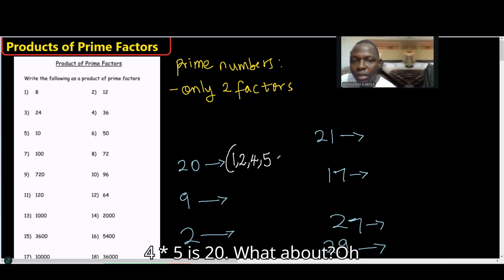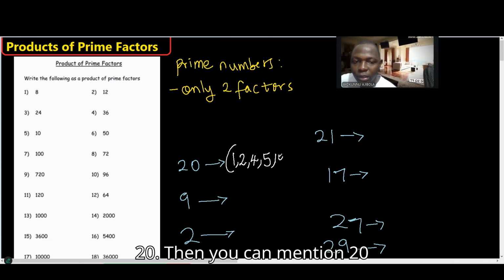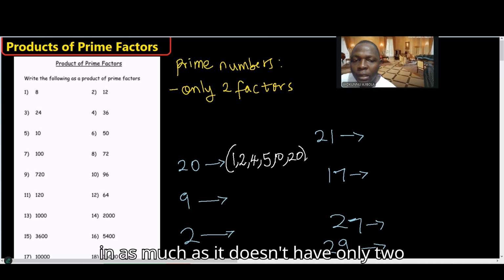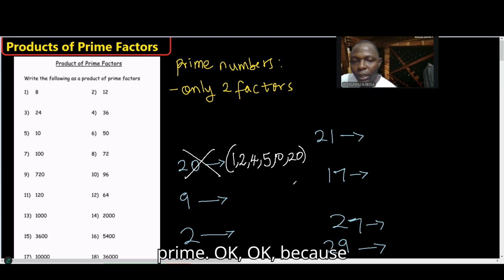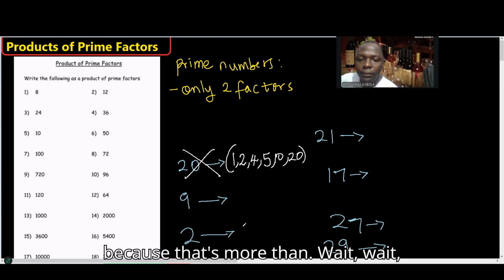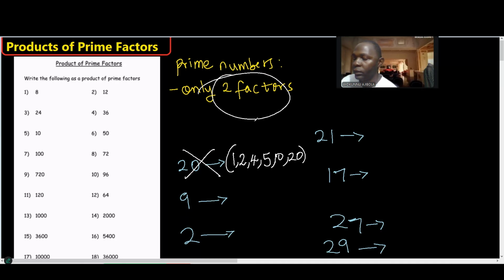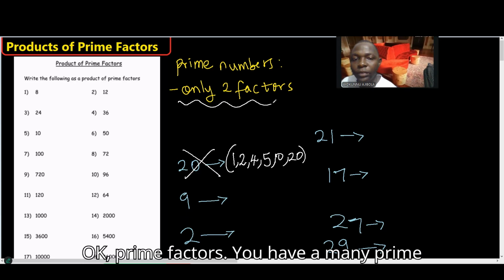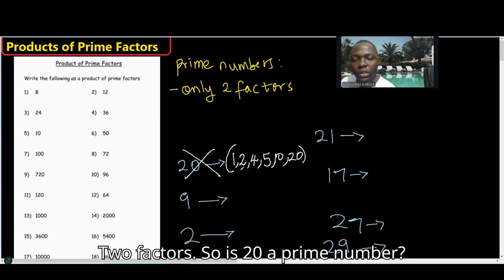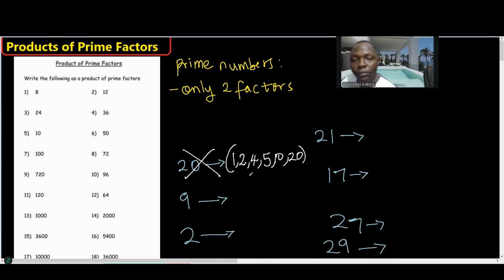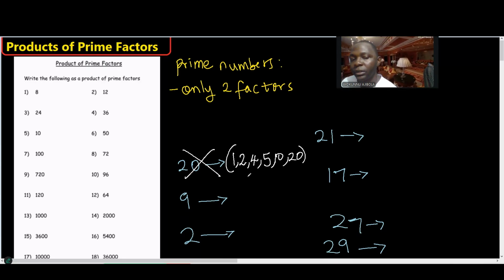What about 5? 4 times 5 is 20. What about 10? 2 times 10 is 20. Then you can mention 20. In as much as it doesn't have only two factors, it is not a prime number, because it has more than 2. Prime numbers should have how many factors? 2 factors. So is 20 a prime number? No, because it has more than 2 factors.